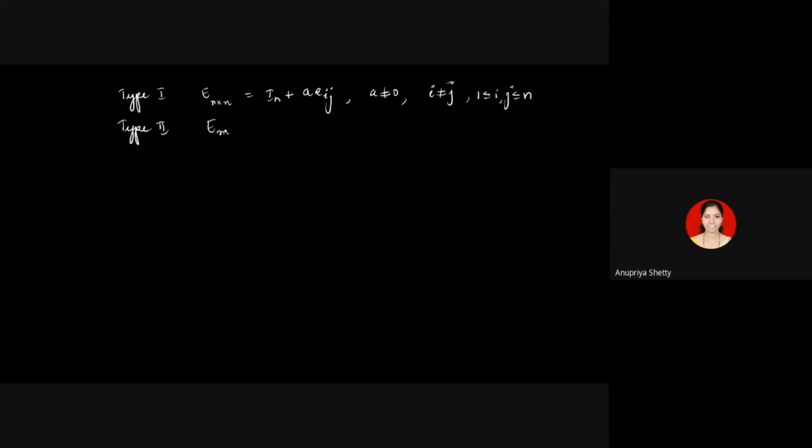Type 2 is again an elementary matrix of order n. There is In. You remove the ith entry 1 and the jth entry 1, so it is equivalent to subtracting these two matrices, and adding the two new matrices Eij. Here also, i is not equal to j. i and j can be any two numbers between 1 and n. So you can come up with many such type 2 elementary forms.